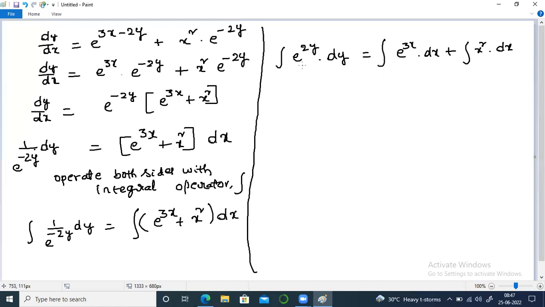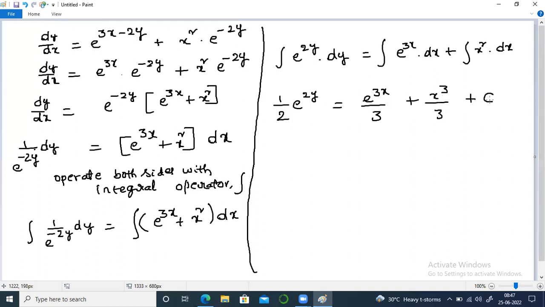So integration of e power something only, what about the y coefficient, which is 2 here? So that you have to divide by. So e power 2y over 2 is equal to e power 3x over 3 plus integration of x squared. That is the direct formula again, x power n plus 1 over n plus 1. It means x power 2 plus 1, nothing but x power 3 over 3. Plus, I am adding a constant c.